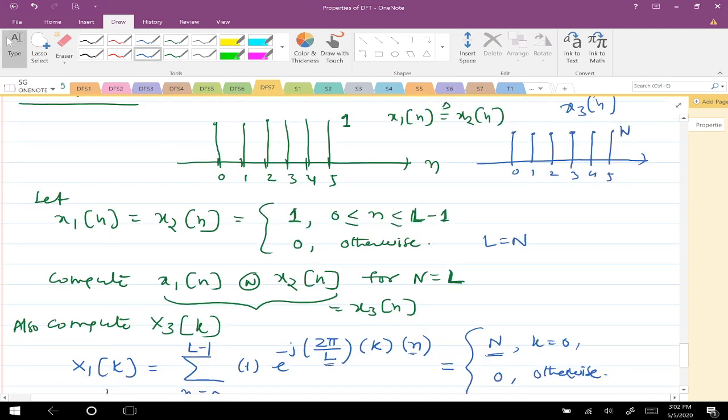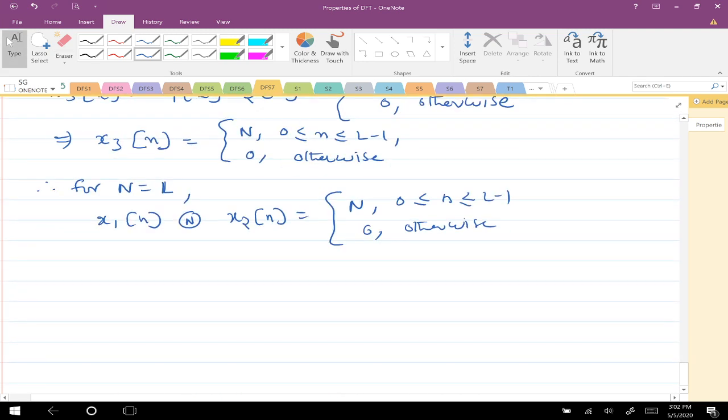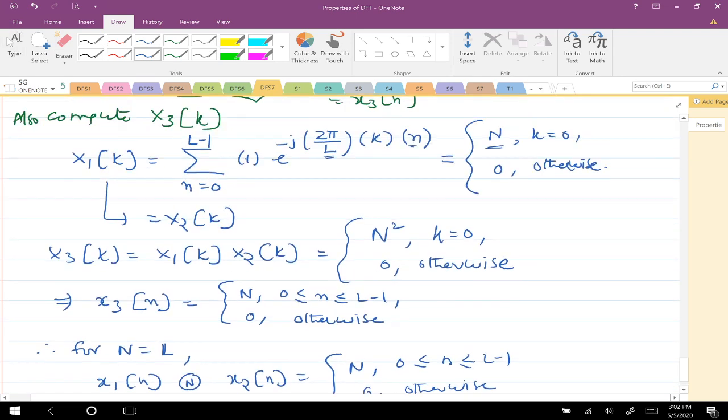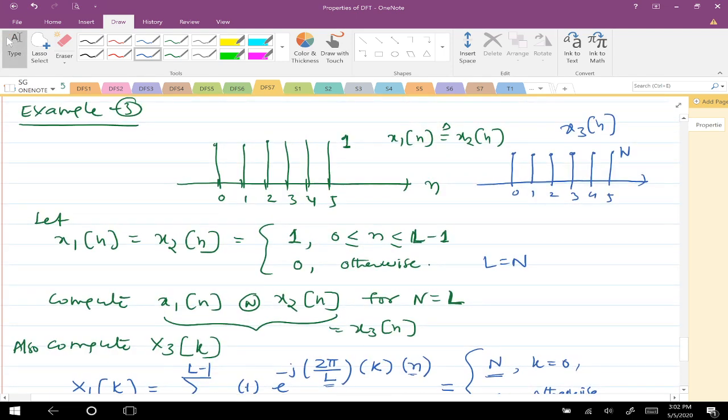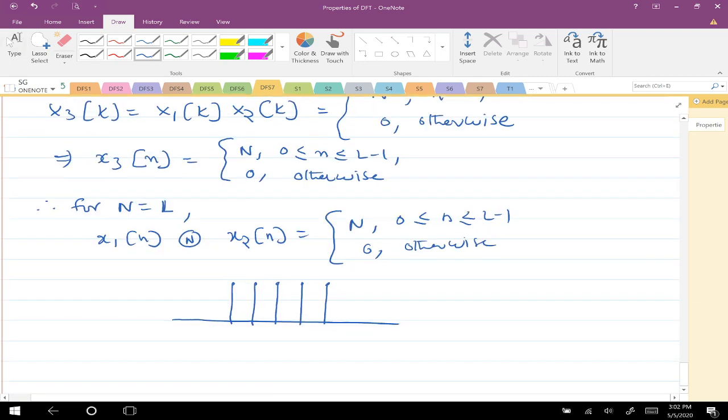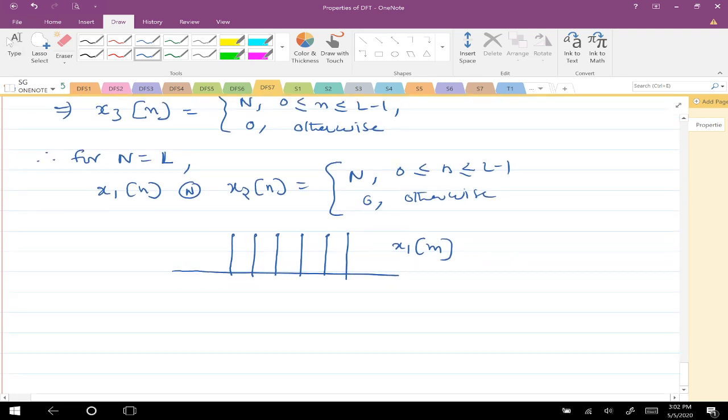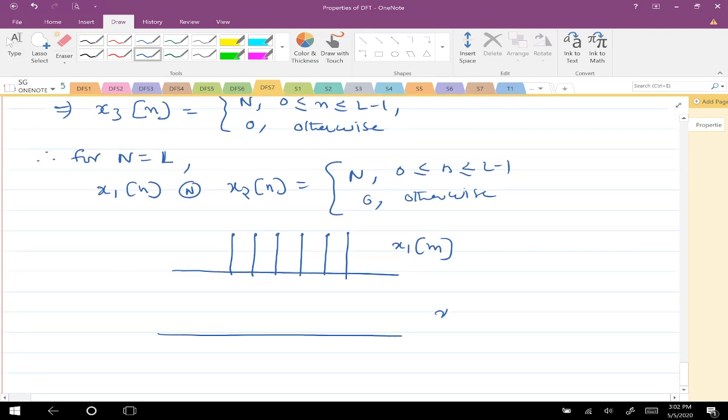Can you make that inference from directly calculating the circular convolution also? It is not at all difficult. What was happening here? You had the sequence 0, 1, 2, 3, 4, 5. What was my N value here? N was 6. So for convolution, assume that this is my x1 of m, and then x2 of minus m. How do I get that? x2 of minus m modulo N.